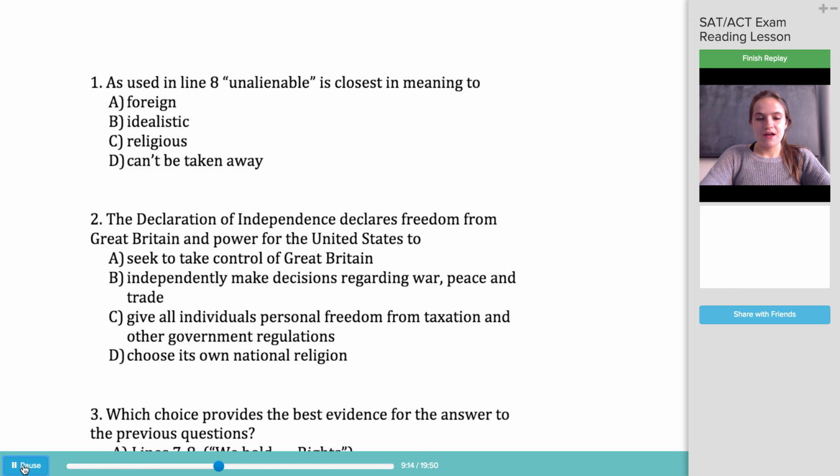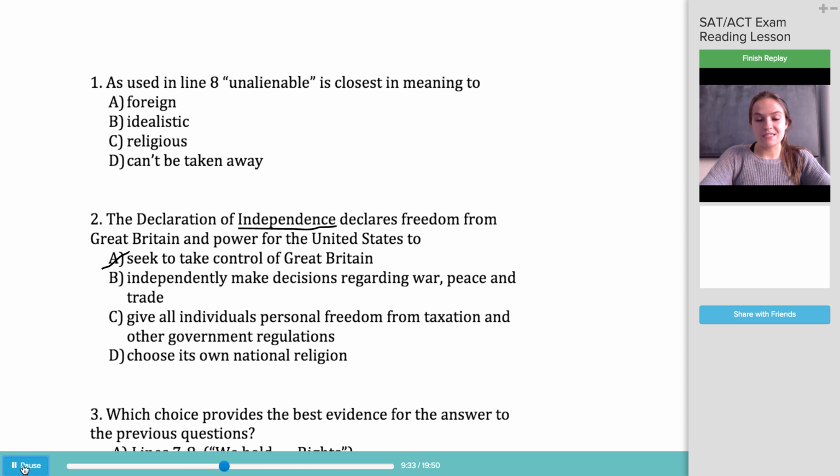Okay, so if we look down, start with A, seek to take control of Great Britain. We know with independence, it really is in the name. They want to be independent. The United States want to be independent from Great Britain. Not so much as taking control of Great Britain, but taking control of their independence. So this is going to be an incorrect answer.